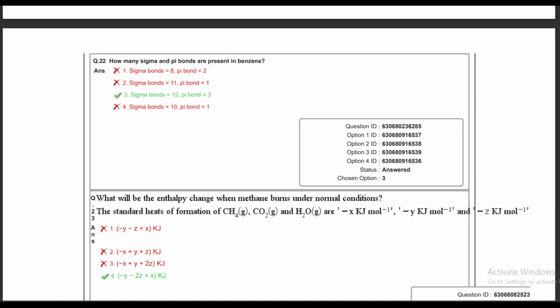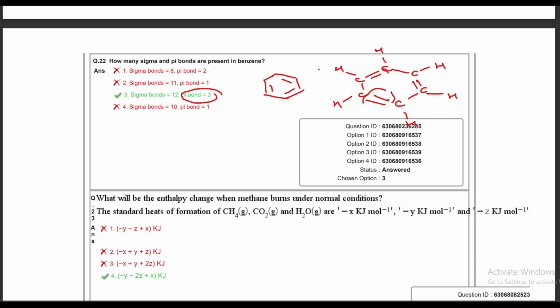In the next, how many sigma and pi bonds are present in benzene? So you know the structure of benzene. If we open its structure with atoms, with proper labeling, you know there are 6 hydrogens, one on each carbon. Now this is its structure. And in this case you can see this one, this, and this, total 3 pi bonds. And if there is pi bond, one is sigma bond. So overall 6 sigma bonds, and 6 sigma bonds between carbon and hydrogen. So total 12 sigma bonds. Correct answer is third. Clear?